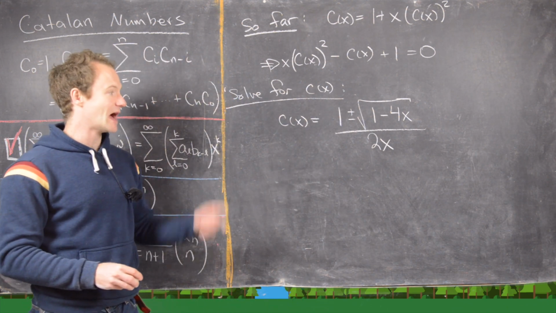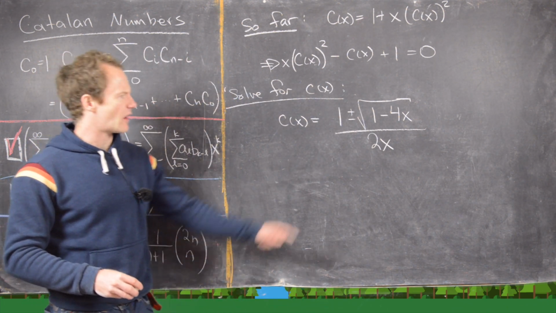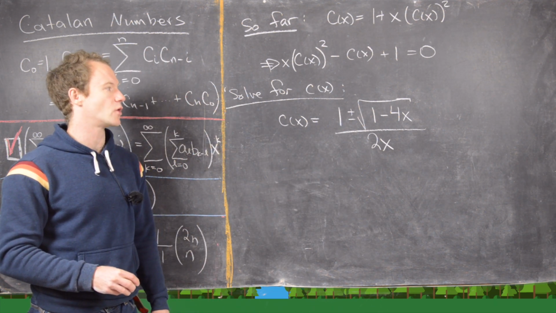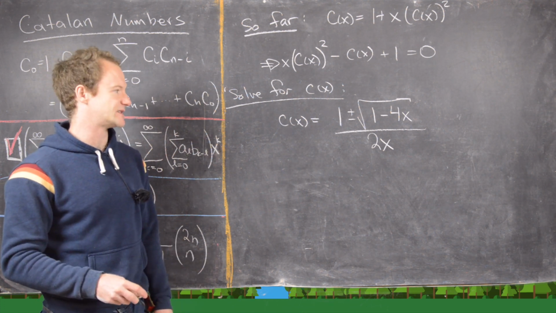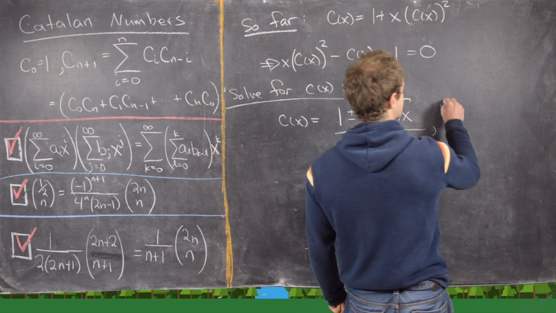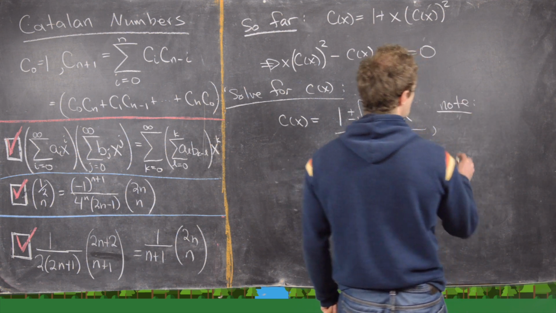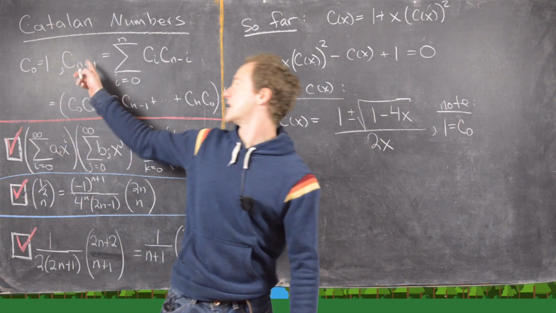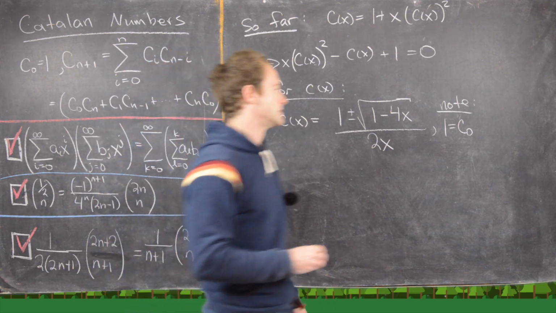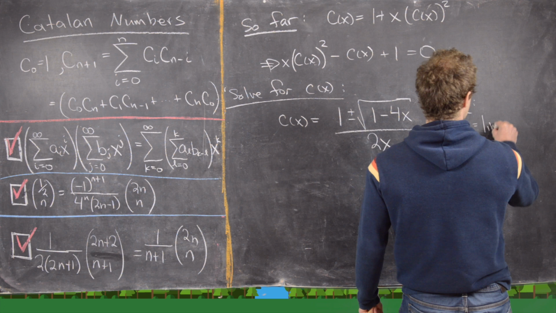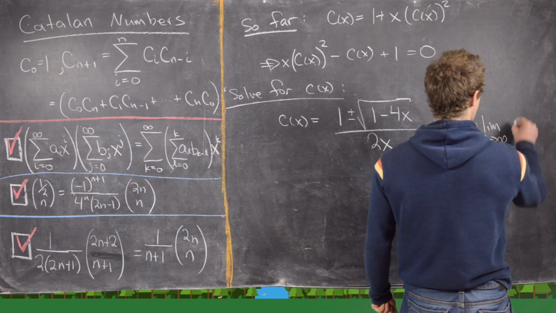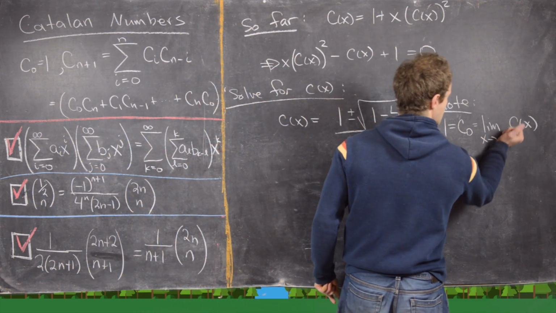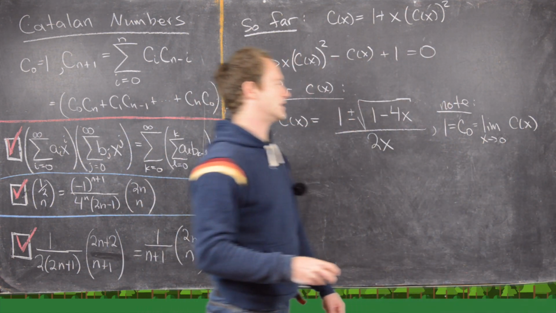Okay, great. Now we want to figure out what sign to take here. Do I need to take the plus or the minus? Which one is going to make sense? So let's notice that we have 1 is equal to c of 0. That's given in the definition of the Catalan numbers. But that should be equal to the limit as x approaches 0 of c of x. I wrote infinity, but I meant x approaches 0 of c of x.